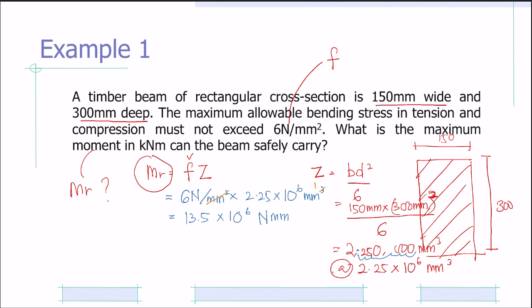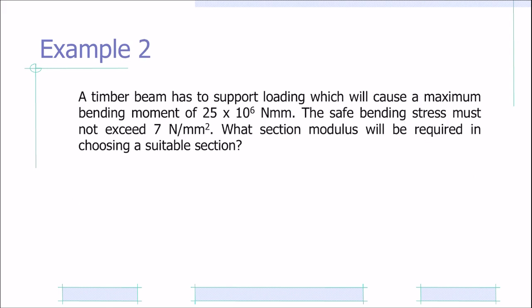Okay, so we can leave it like this, ataupun we can convert it into kilonewton meter. Okay. Kalau convert into kilonewton meter, Newton to kilonewton bahagi 1000, dan you akan dapat 13.5 times 10 power of 3 kilonewton millimeter. Okay. And kalau you convert millimeter to meter, you kena bahagi lagi 1000. Therefore, you will get 13.5 kilonewton meter. Okay, that is the final answer. Siap.